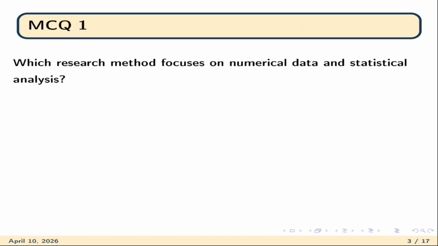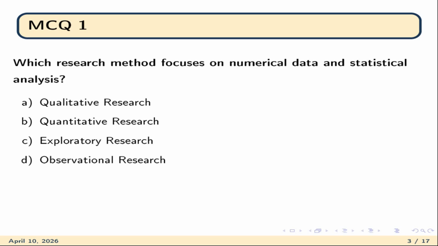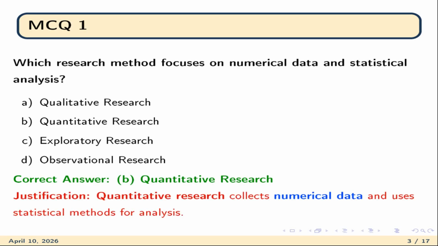Question number 1. Which research method focuses on numerical data and statistical analysis? Qualitative research, quantitative research, exploratory research, observational research. Correct answer is quantitative research, because quantitative research collects numerical data and uses statistical methods for analysis.